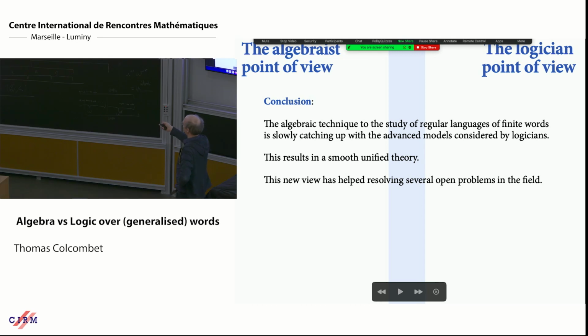So, well, the conclusion is, but it will be very short. The conclusion is that there is a nice interaction between this algebraic and logical side, and the theory is somehow unified.